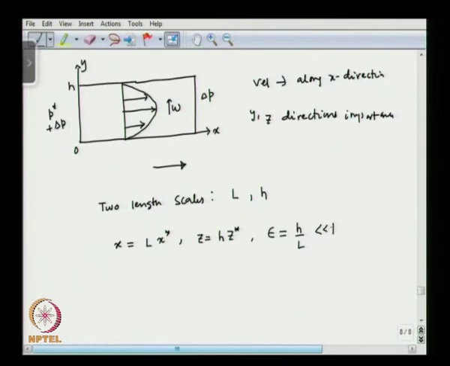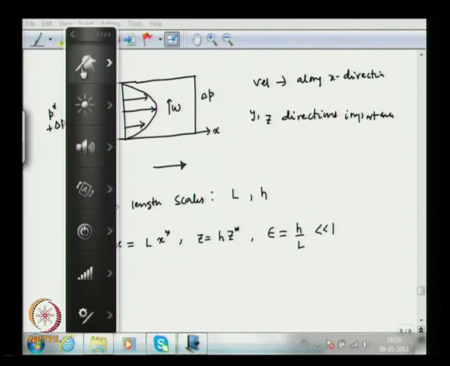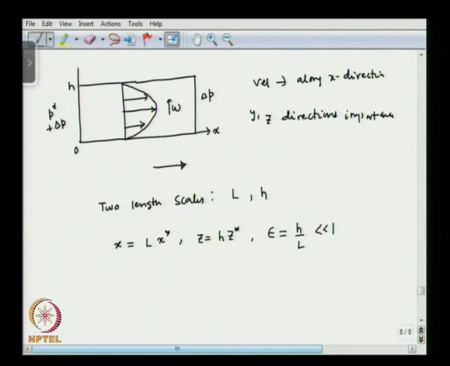Okay. So, this is what we can say. Now, here we are taking this as Z, that is why we have Z equal to H Z star, right. And we assume that in the y direction the length is infinite.